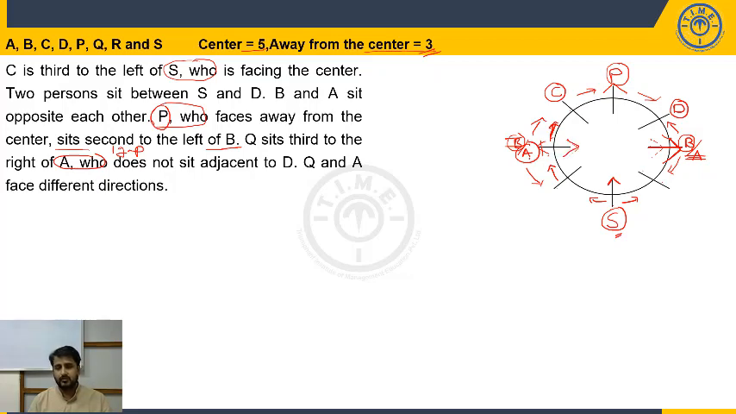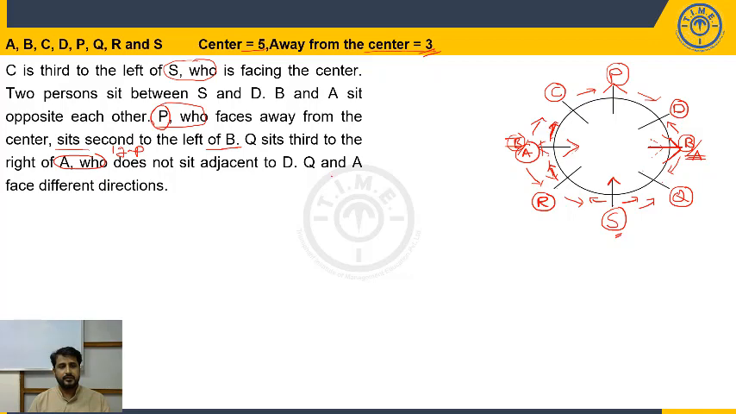When A is facing the center, third right: first right, second right, third right. This position will be occupied by Q. So Q is here, and out of the 8 persons, 7 positions are fixed. We are left with only one more person. Who is that person? A, B, C, D, P, Q, R. So this position goes to R.